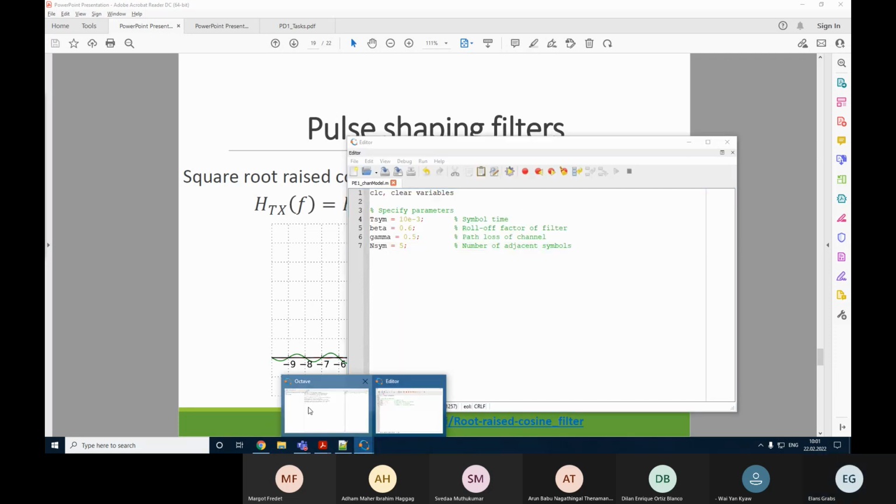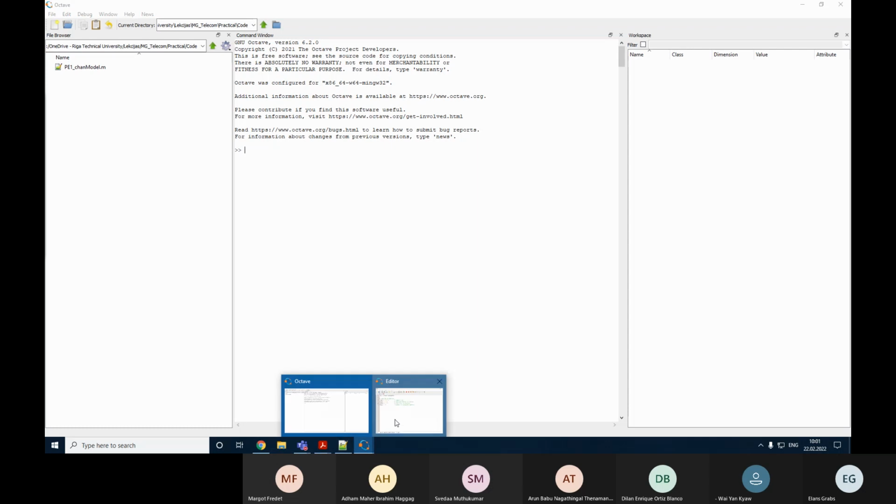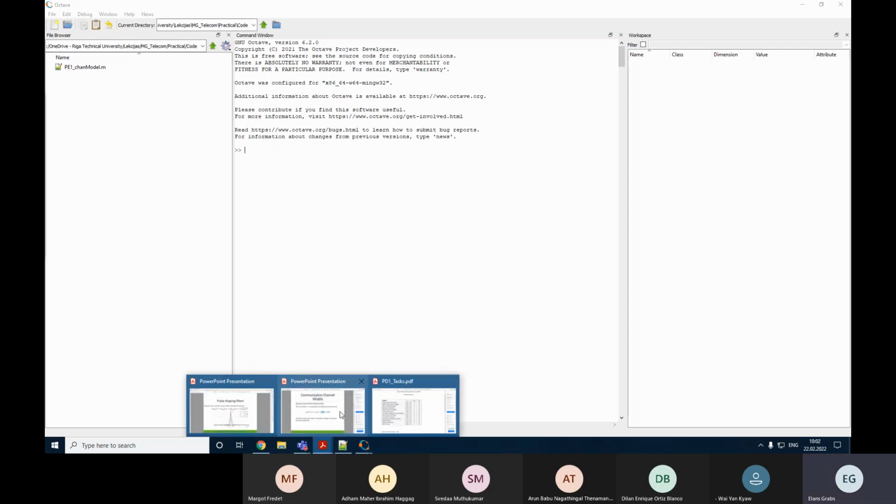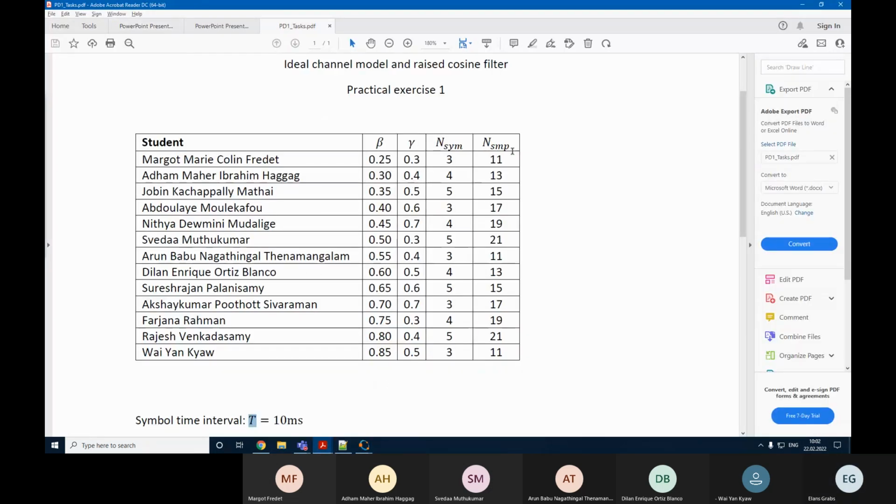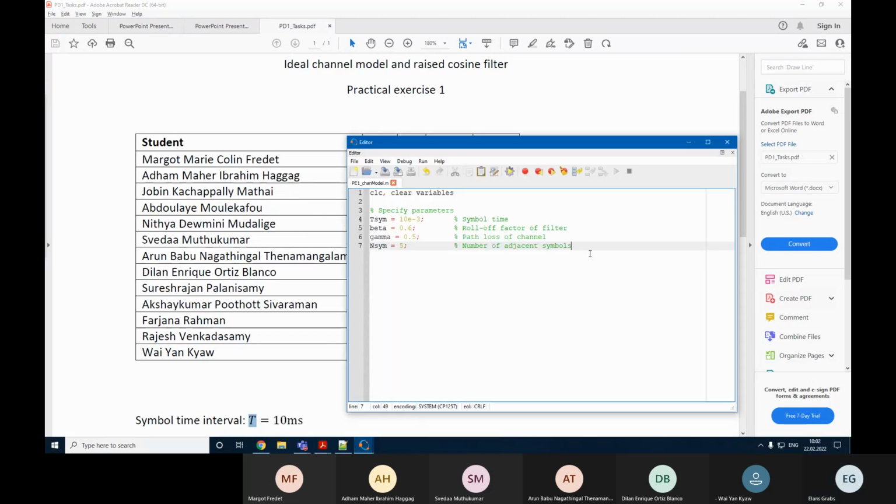And the last parameter was number of samples per symbol. So this is number of samples. Going to be, in my case, it's 7. Number of samples per symbol.